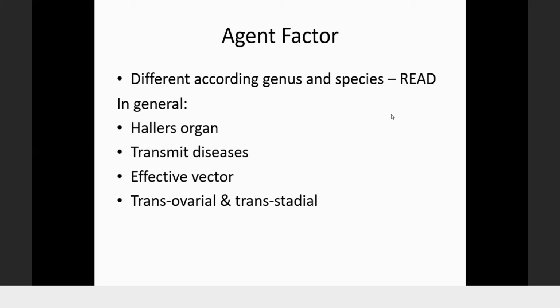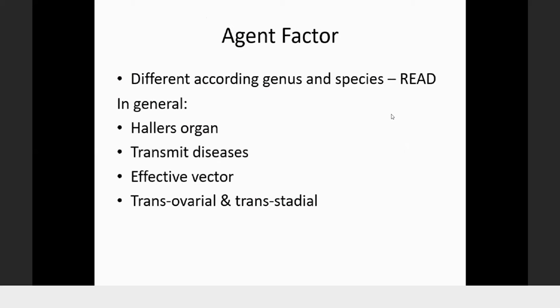And then it also can transmit diseases, and this is also different based on different ticks. It is an effective vector because it feeds for a long time, so it allows the pathogen to be transmitted effectively into the host.